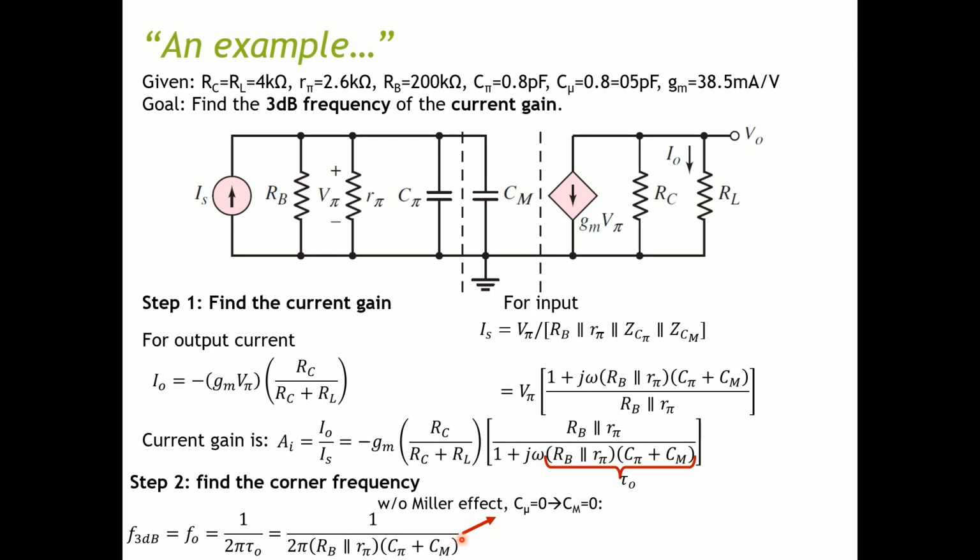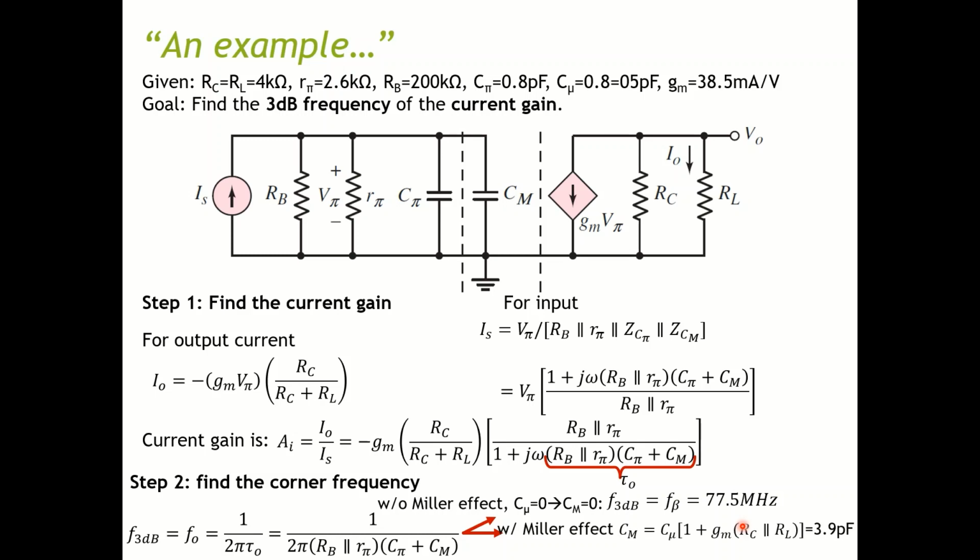Now there are two scenarios. Without the Miller effect, we can assume C mu equals 0. Therefore, Cm will be equal to 0, so you cancel the Cm terms out. You plug in all of the numbers, then you will have the answer of the 3 dB frequency to be 77 megahertz.